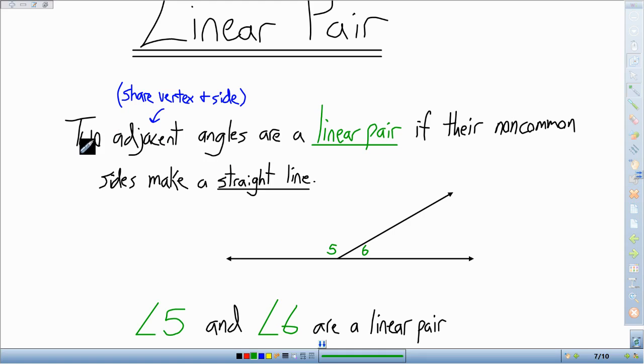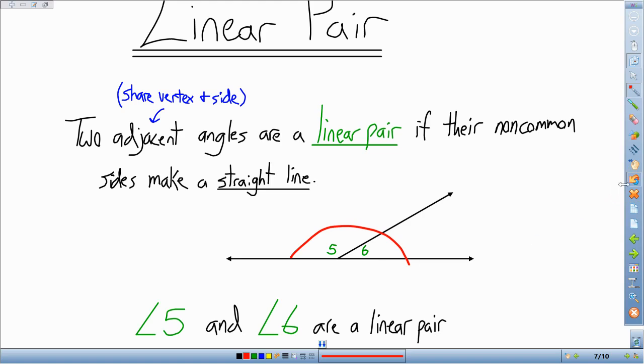Okay, so two adjacent angles are a linear pair if their non-common side makes a straight line. This is a really, really convoluted way of saying it's two angles that make a flat line. Okay, and by the way, when they say adjacent, technically angles are considered adjacent if they share the same vertex and a side length. So let me just break that down real quick. If I'm looking at angle 5 and angle 6, notice they have the same vertex and they also share this side length. That's technically why they're considered adjacent, if you ever see that word adjacent. Okay, but breaking it down, two angles are a linear pair if they make a flat line.